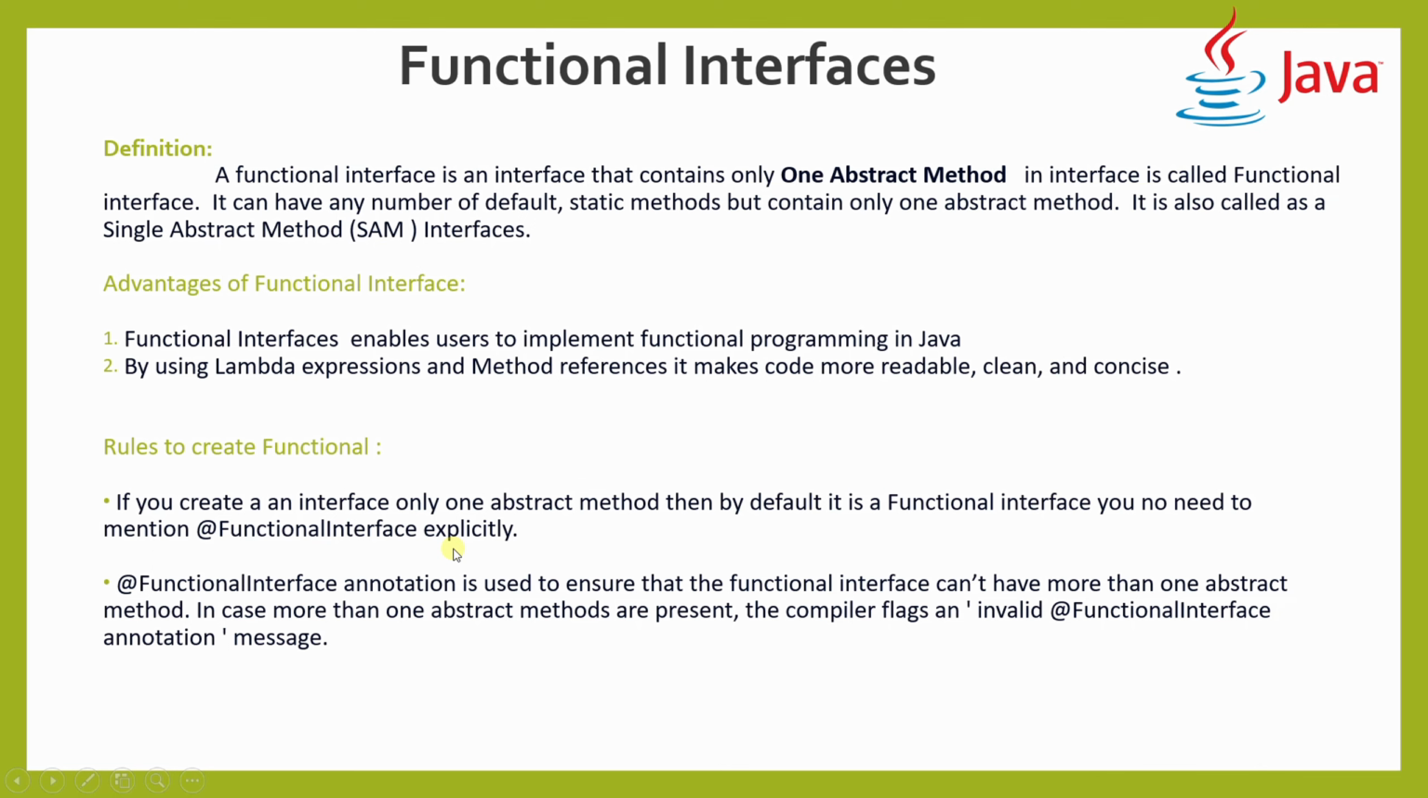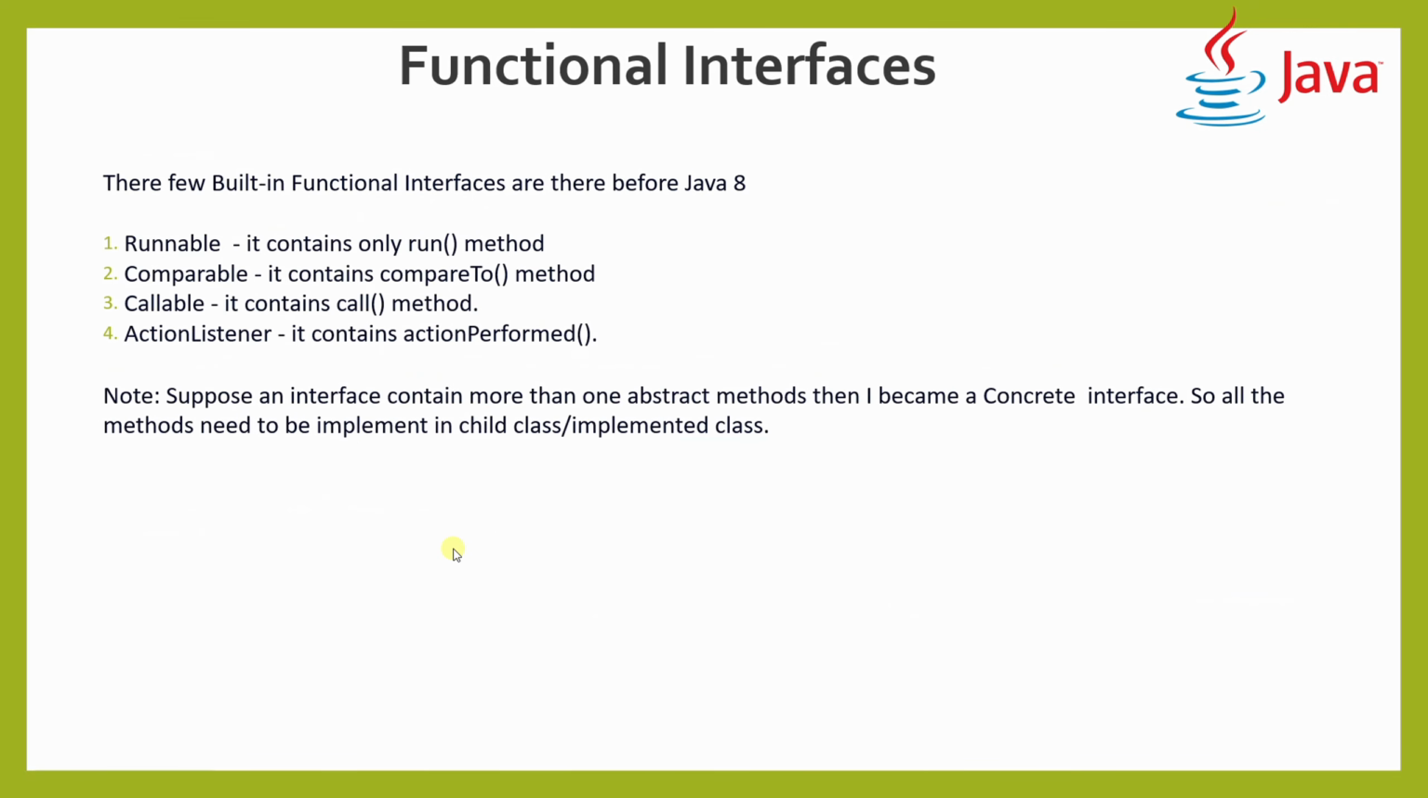Now, a few interfaces already existed before Java 8 itself as functional interfaces. Those interfaces are called built-in functional interfaces. One of them is Runnable. Whenever you handle multithreading, you might have seen creating a thread by using Thread or implementing the Runnable interface. It contains only one method, the run method.